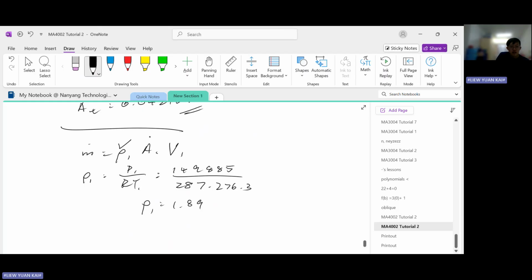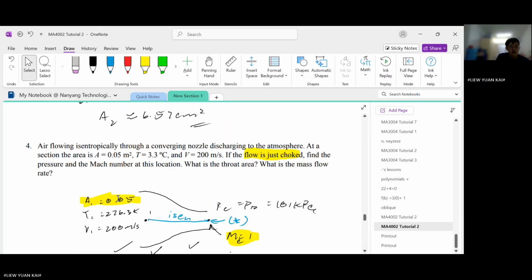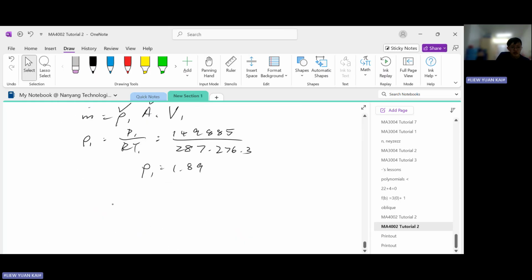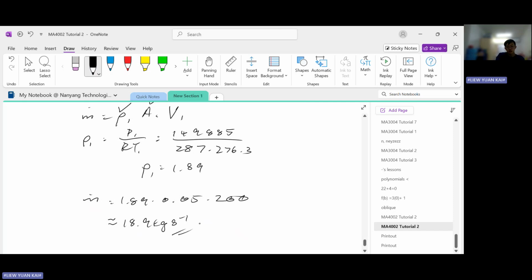This is known. This is known. V1 is also given. Yeah, V1 is given to be 200. So therefore, we can find mass flow rate. 9 times 0.05 times 200. Then in the end, we get 18.9 kilograms per second. Okay, so this is how you do.